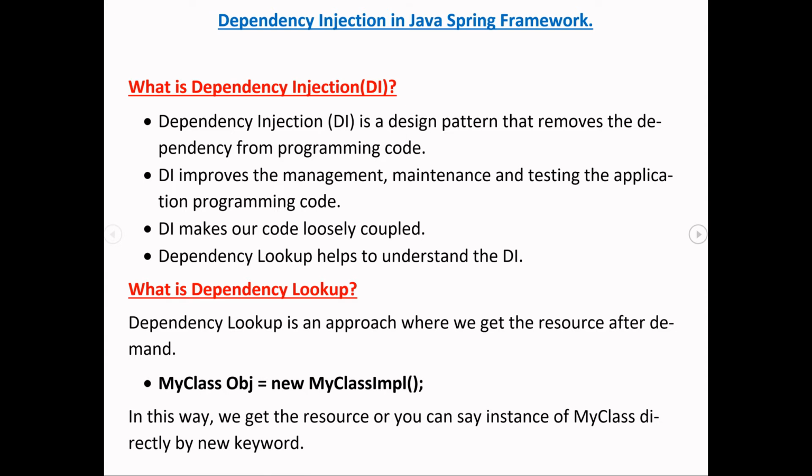To understand DI, you have to understand dependency lookup. Dependency lookup helps you to understand the dependency. If you are not aware of dependency lookup, we have to go through some scenarios so you will understand dependency injection. Dependency lookup is an approach where we get the resource on demand. There can be many ways to get the resource on demand, so let's understand them one by one.